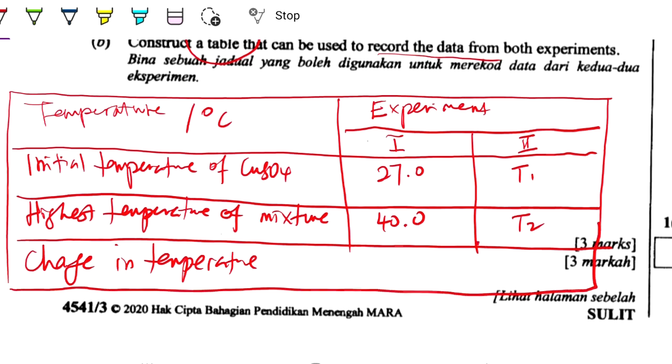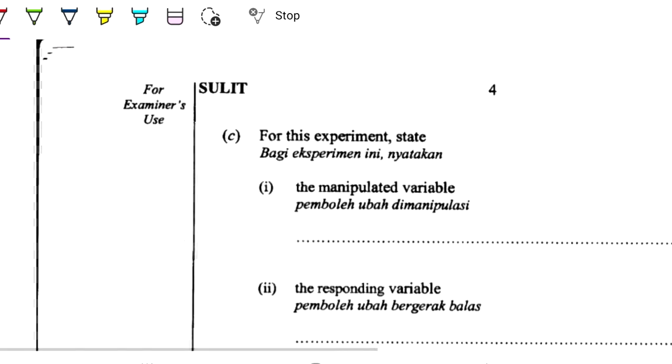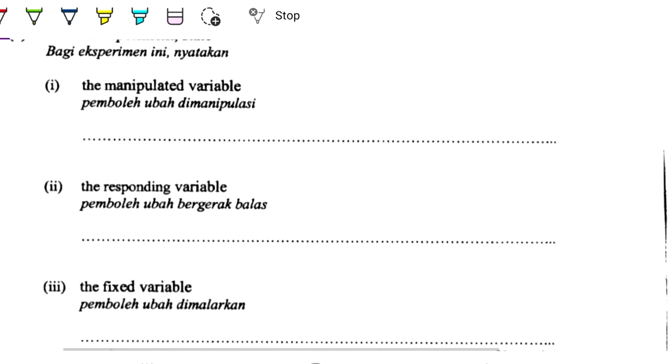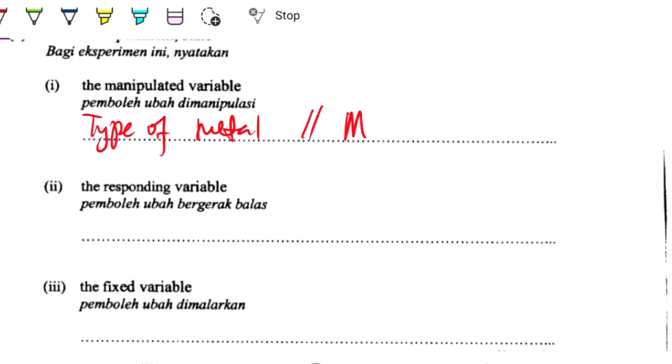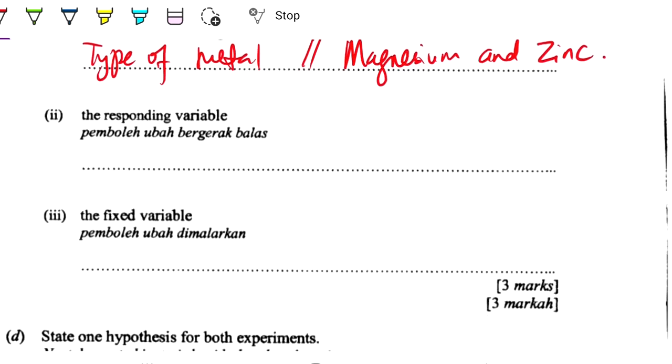Okay, so this one is T3. So this is how we can get score 3. Now, for the experiment, the manipulated variable (MV), just now we know that is the type of metal used, right? Or you can list out the magnesium and zinc. Then the responding variable will be the heat of displacement.